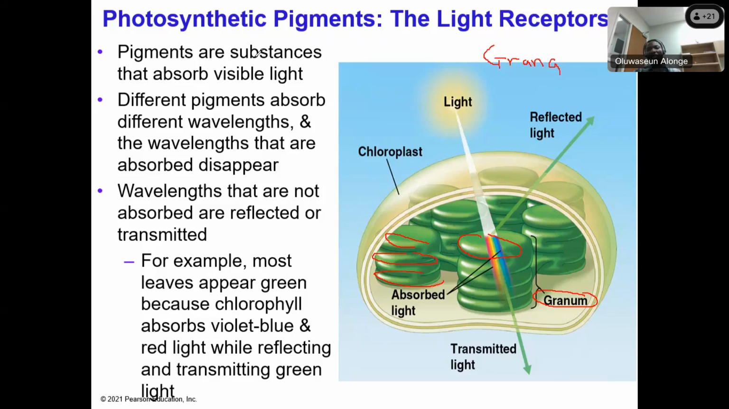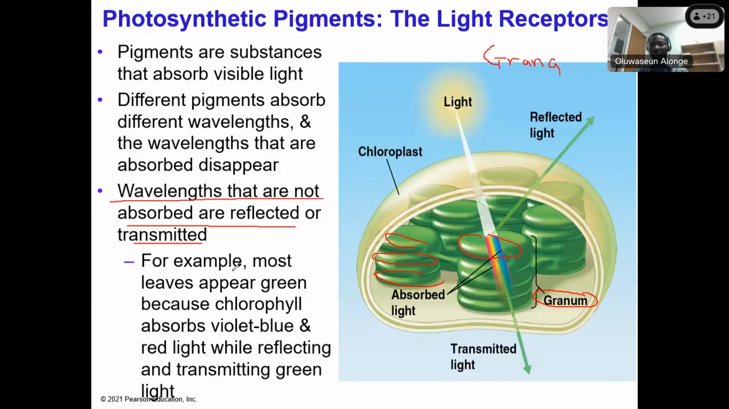So pigments are substances that absorb visible light. Different pigments have different wavelengths, so that means they absorb different colors of light. The wavelengths that are absorbed disappear. The ones that are not absorbed are going to appear. We say that they are reflected. So the color that you see is the color that is not absorbed, that is reflected. All right. So wavelengths that are not absorbed are reflected or transmitted.